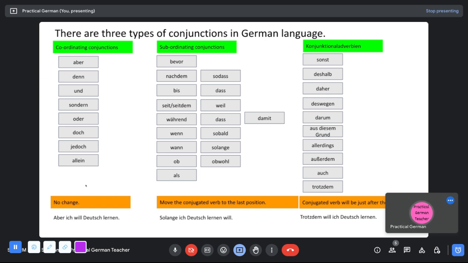So in the first list, nothing changes. For example, if you want to say ich will Deutsch lernen, and then you want to add the conjunction before it, there is no change in the grammar, the sentence structure still remains the same.